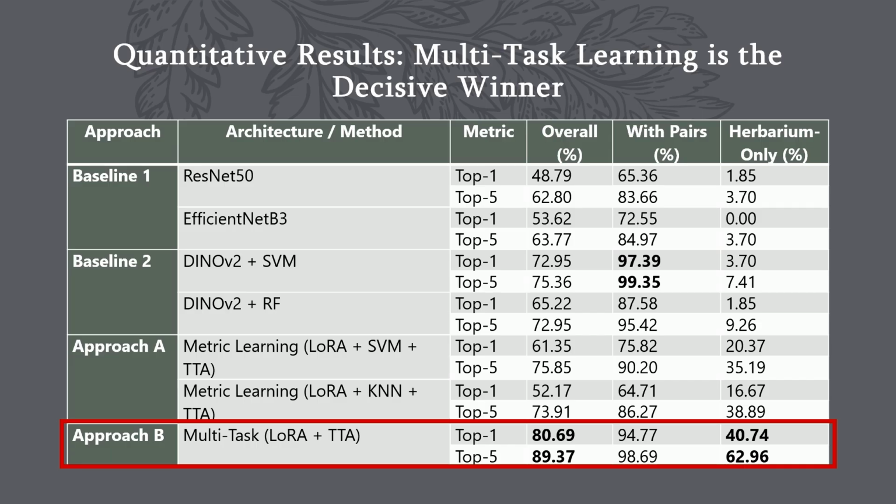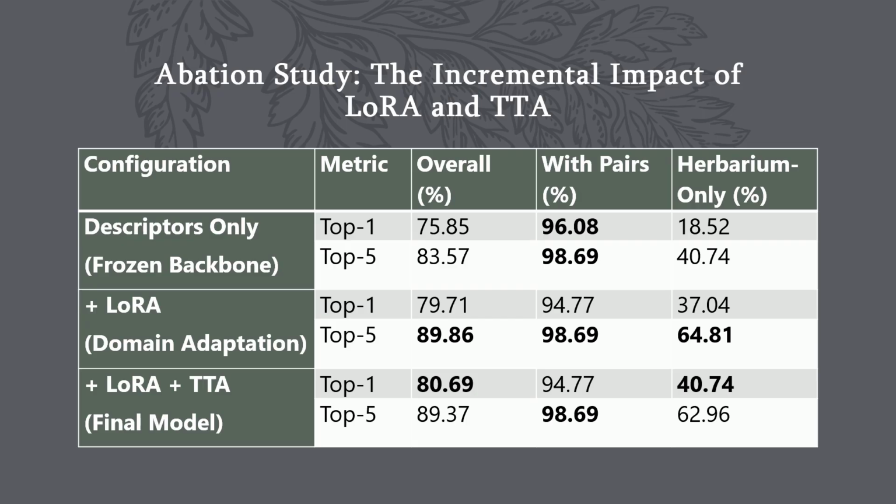It successfully solved the missing pair challenge, reaching 40.74% on the herbarium-only subset, where baselines scored under 4%. Our ablation study shows a clear progression. Morphology alone achieved 18.5%. Adding LoRA for domain adaptation was the critical step, doubling this to 37%. Test time adaptation then provided the final boost to 40.74%.